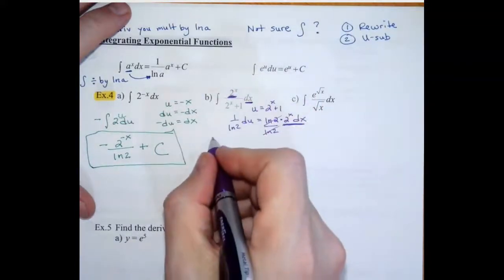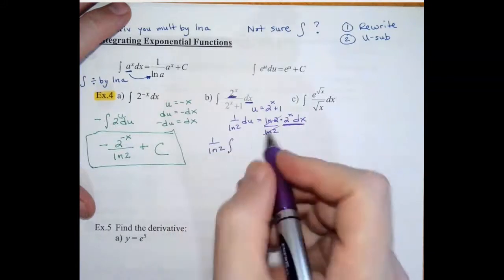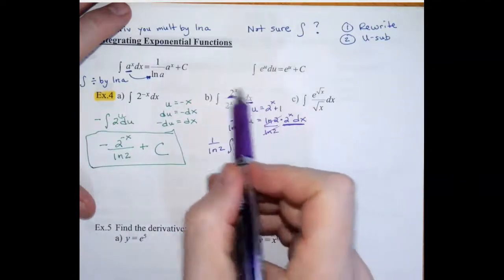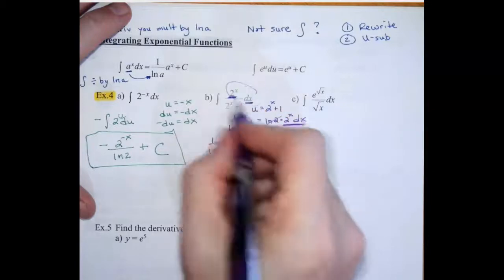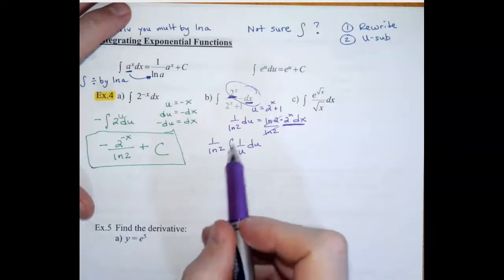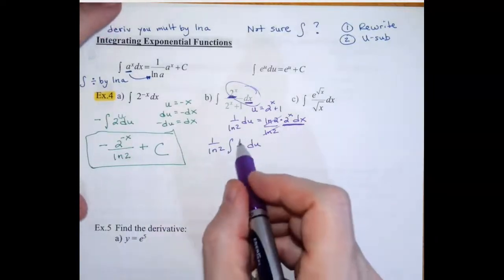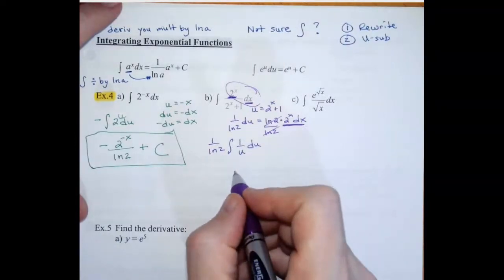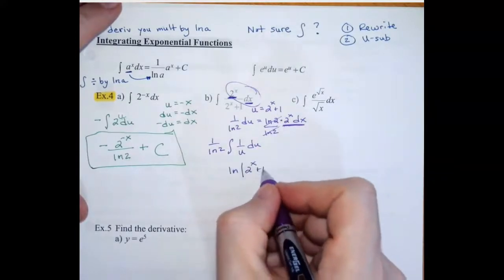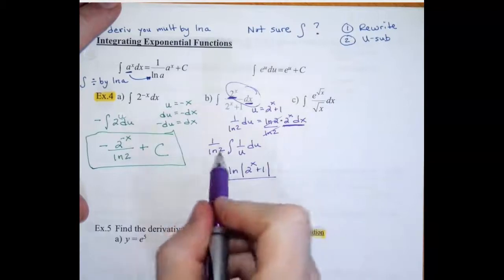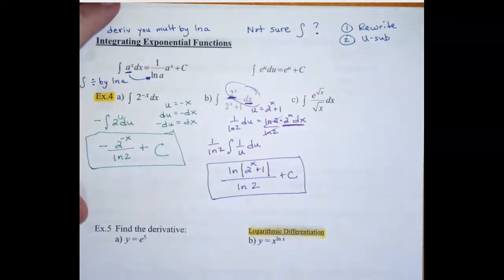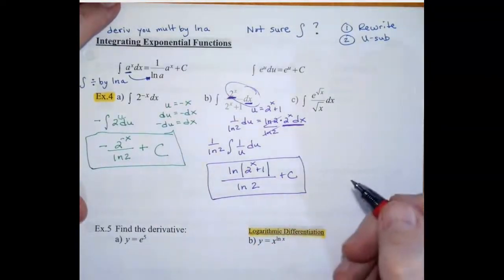So the 1 over the natural log of 2, we'll factor that out. And we have the integral of 1 over u, and this part right here is du. Okay? If we integrate 1 over u, this is good practice for our other lesson: the integral of 1 over u is the natural log, actually the absolute value of u, which was 2 to the x plus 1. And then we have this natural log of 2 right here. And don't forget the c. Don't forget the c. Okay?